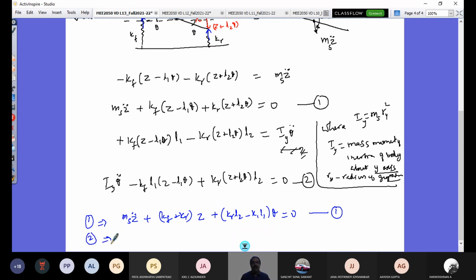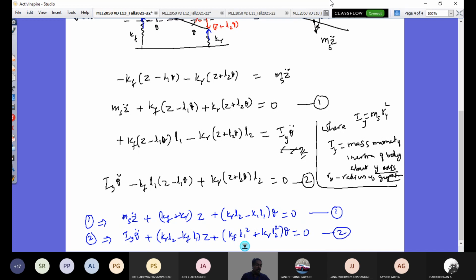And equation 2, once again, I'm rearranging. That's going to be Iy theta double dot plus, here again z terms I have to look at. That's going to be kf L1 minus kr L2 positive, so it's going to be kr L2 minus kf L1 into z plus, if I multiply inside, kf L1 square plus kr L2 square into theta, that's going to be 0. This is my equation 2.